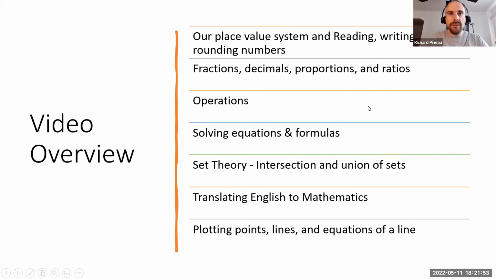Now, the topics in particular that we're going to be looking at involve 7 distinct units, topics, concepts, however you want to think about them. The first deals with place value, along with reading, writing, and rounding numbers. The second deals with fractions, decimals, proportions, and ratios. The third is operations. The fourth, solving equations and formulas. The fifth is set theory, specifically the intersection and union of sets. The sixth one is translating English to mathematics. And lastly, plotting points, lines, and equations of a line.